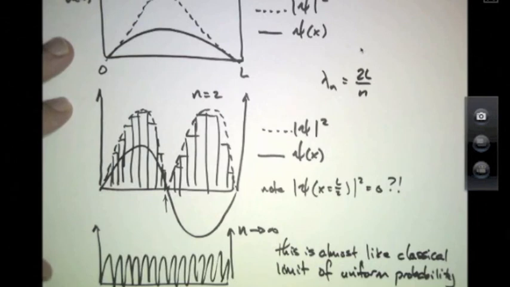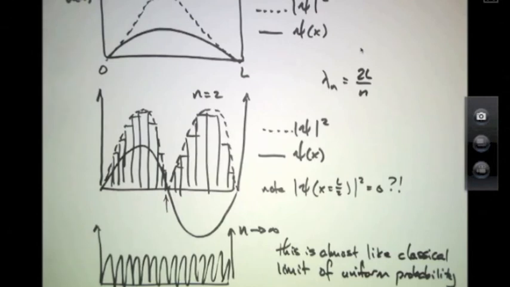Where the particle just has a uniform probability of being anywhere along the box because we think of it as sloshing back and forth and not really spending any more time in one place than another. So this is a lot like Bohr's correspondence principle, where we recover an average statement in classical mechanics in the large n limit, or the limit that h bar goes to 0.